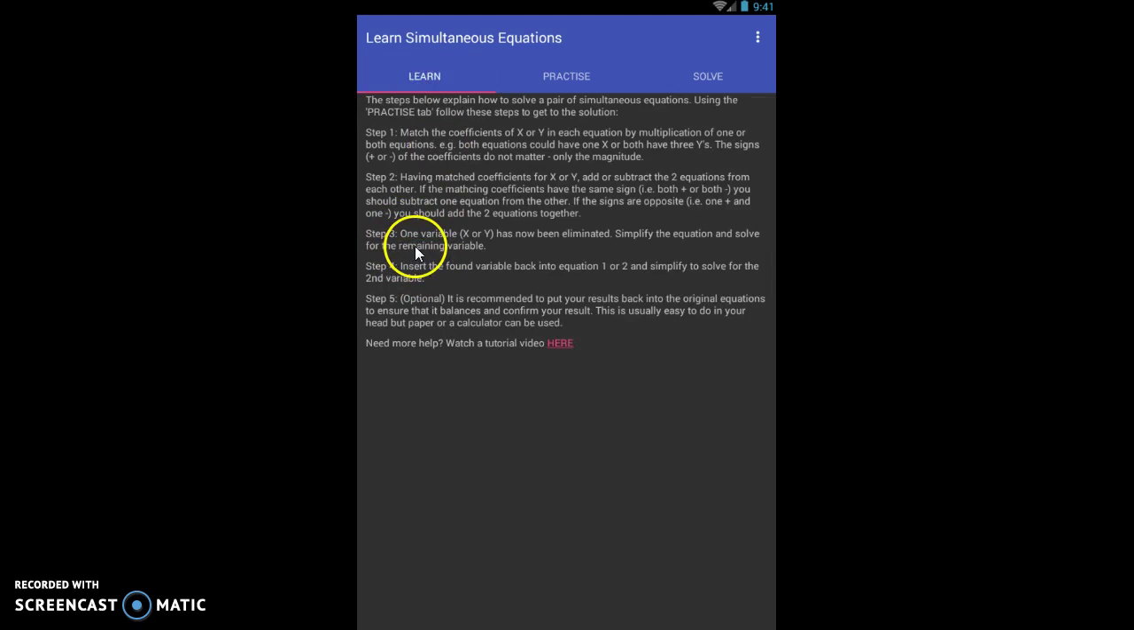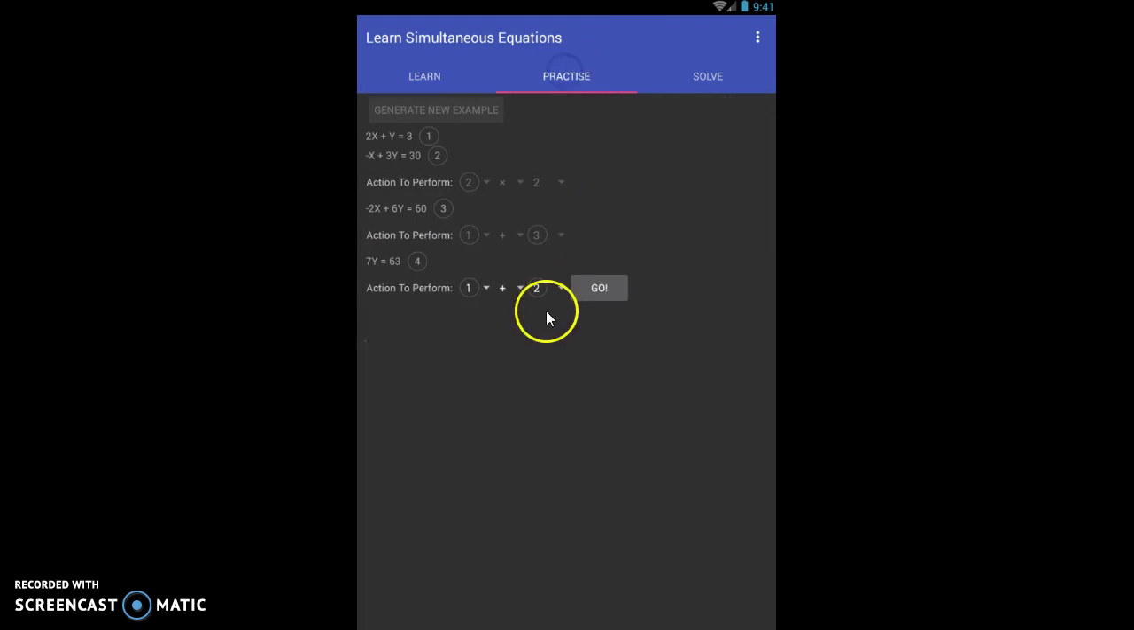Going back to the Learn tab, step 3 is one variable has now been eliminated. Simplify the equation and solve the remaining variable. So we take equation 4, divide that by 7, because we want to get just 1y equals a certain value. So if we divide by 7, we then have 0x still, we have 1y, and 63 divided by 7 is 9. And Submit. So we've now found y.